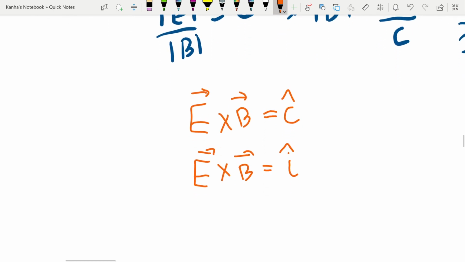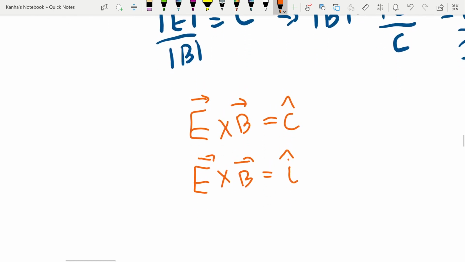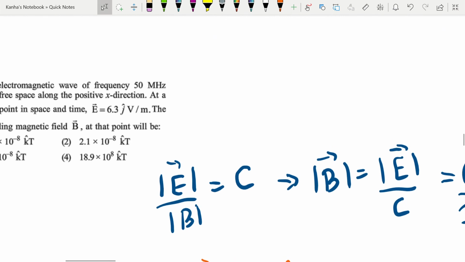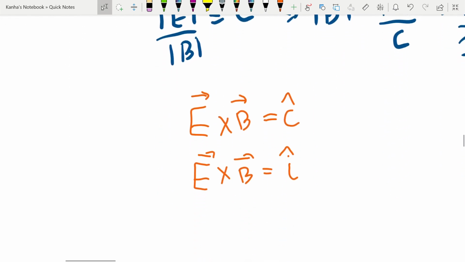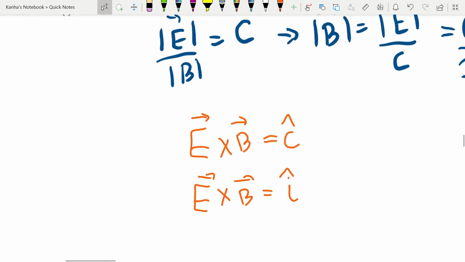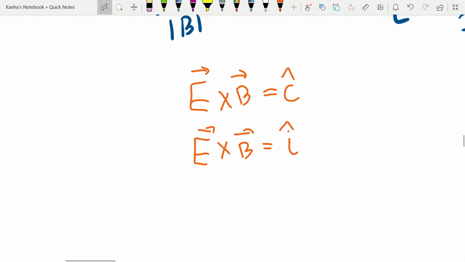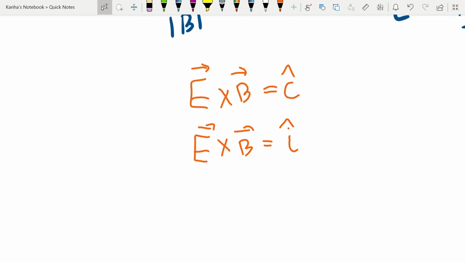Therefore, what will be my B? If my electric field is along the J cap direction, and if the propagation is along the I cap direction, B is perpendicular to both. And if I just take the dot product, I can easily see that my magnetic field vector is along the direction of K cap.